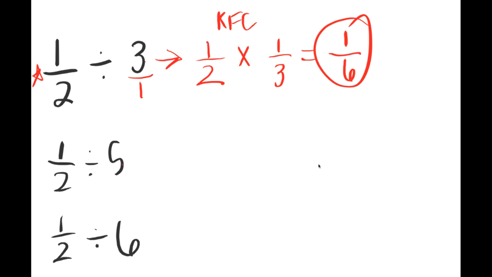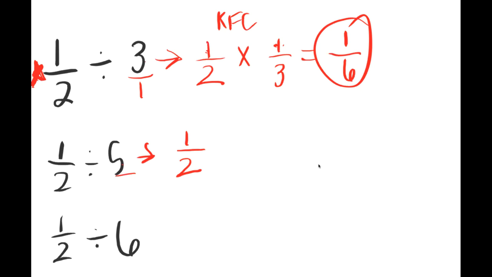If your fraction that you start with isn't a 1 on top, then maybe you might have to simplify. But in these, because all of them are going to be over 1 or 1 on top, more than likely you're not going to have to simplify for these. Okay, let's solve this next problem. 1 over 2 divided by 5. We're going to keep 1 over 2.